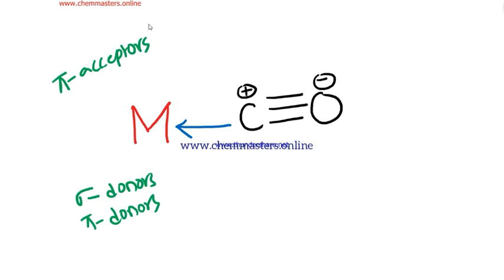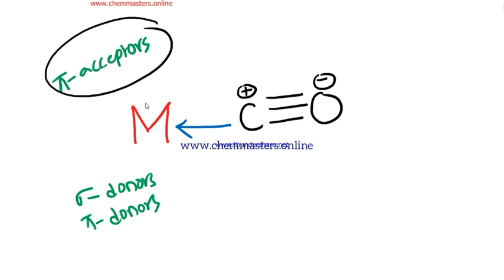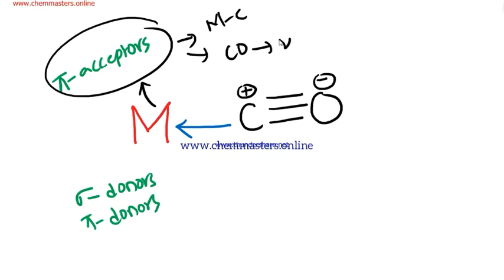If metal is coordinated with pi acceptor ligands along with CO, then electron density around metal decreases, which leads to decreasing metal carbon bond strength and increasing carbon oxygen bond strength, and which leads to increasing CO stretching frequencies and decreasing M-C, that is metal carbon stretching frequencies.